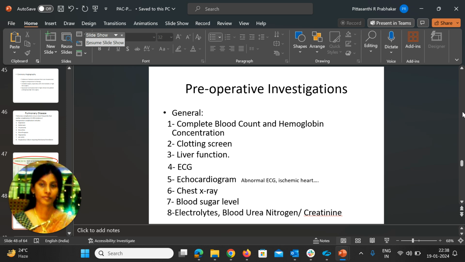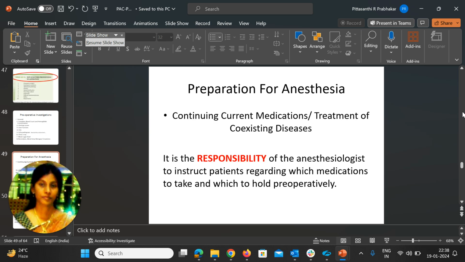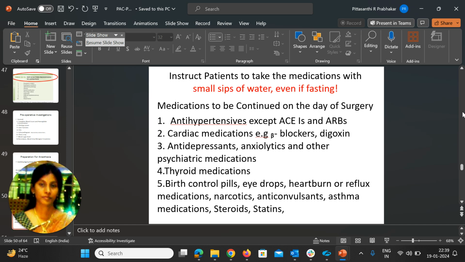The preoperative investigations are general investigations like complete blood count and hemoglobin concentration, screening of clotting factors, liver function, ECG, echocardiogram, chest X-ray, blood sugar level, electrolytes, blood urea nitrogen, or creatinine. Preparation of anesthesia: continue the current medications or treatment of coexisting diseases. It is the responsibility of the anesthesiologist to instruct the patients regarding which medications to take and which to hold preoperatively, and to instruct the patients to take the medications with small sips of water even if fasting.